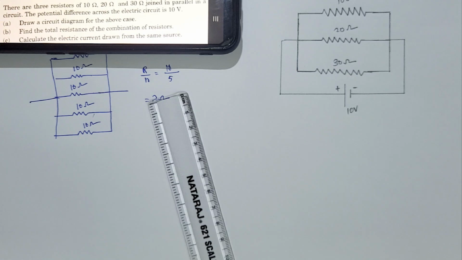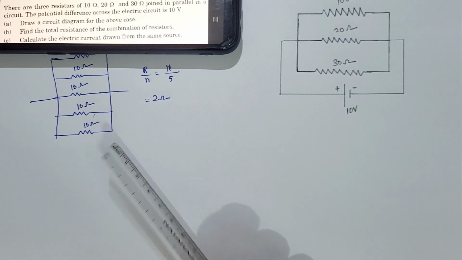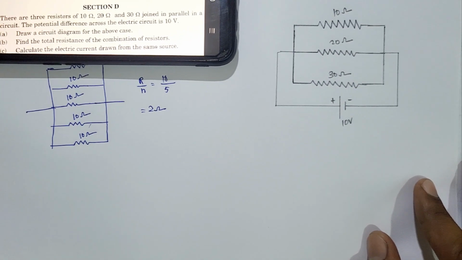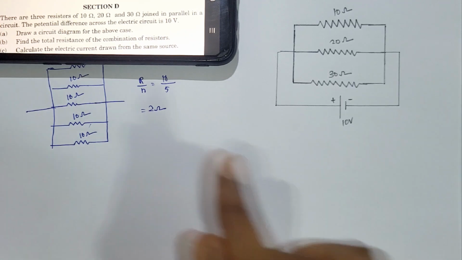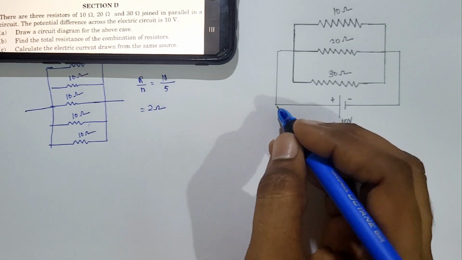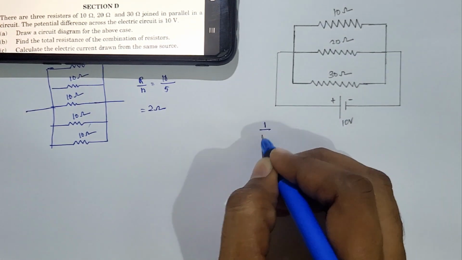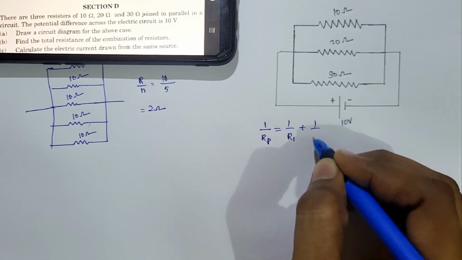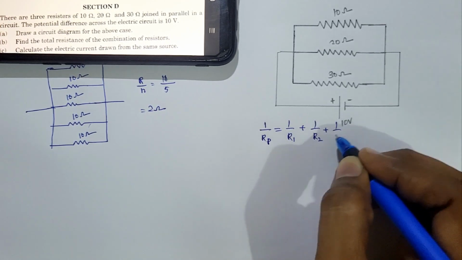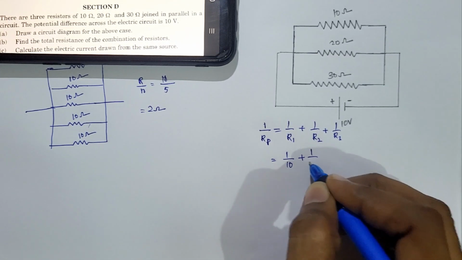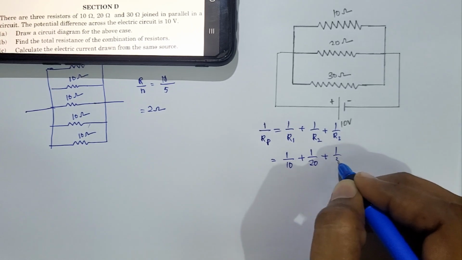Find the total resistance of the combination of resistances. How to find the total resistance of the combination? How are they connected now? All are connected in parallel. 10 ohm, 20 ohm, 30 ohm all are connected in parallel, and he also asked to find the current drawn from the same source. Okay, first to find out the total resistance: 1 by Rp is equal to 1 by R1 plus 1 by R2 plus 1 by R3. It is 1 by 10 plus 1 by 20 plus 1 by 30.